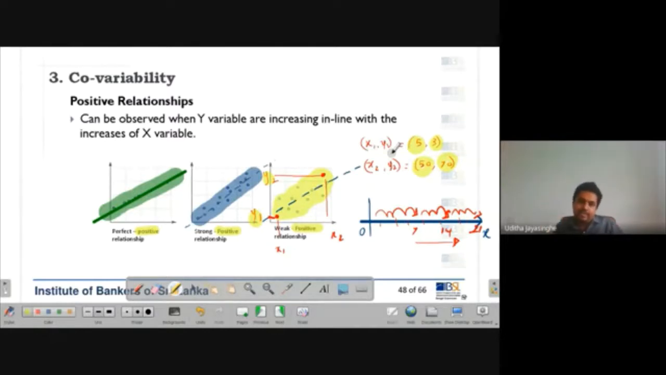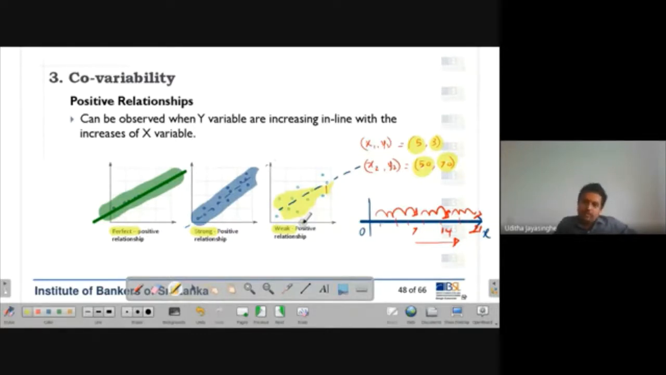Now, what are these three instances in that case? Okay, fine, we understand it is positive, but what are these other words: perfect, strong, and weak? Students, these are nothing but instances where you can note this positivity. If it is perfect, you can always find that for the next x value, the y value is higher. It's like a straight line.